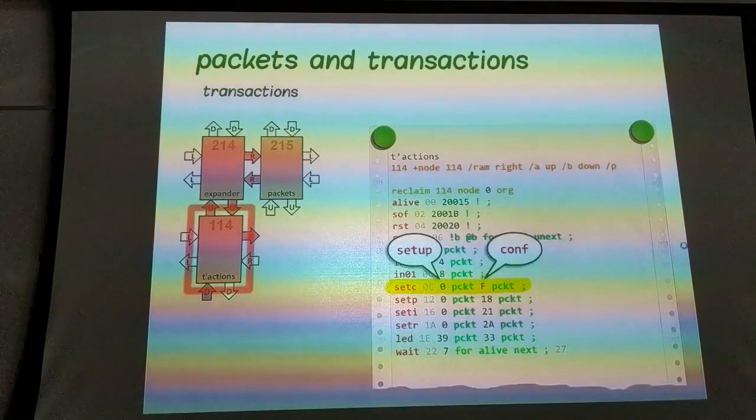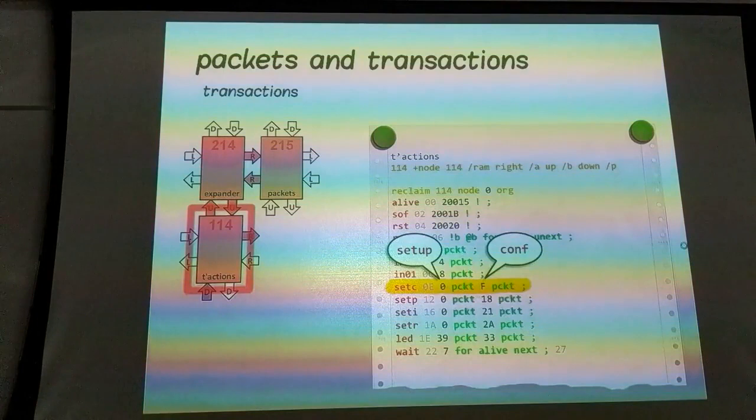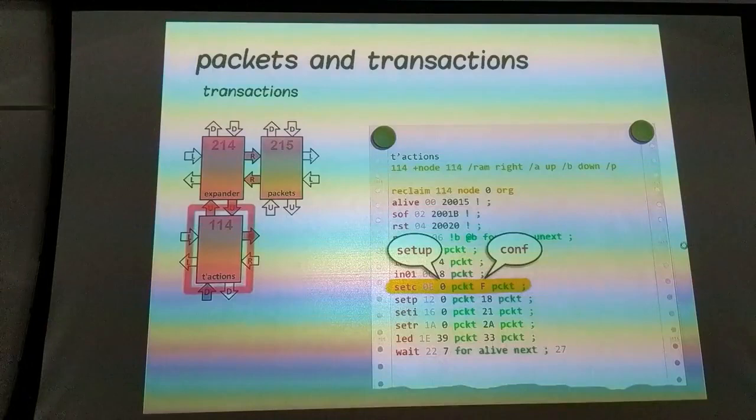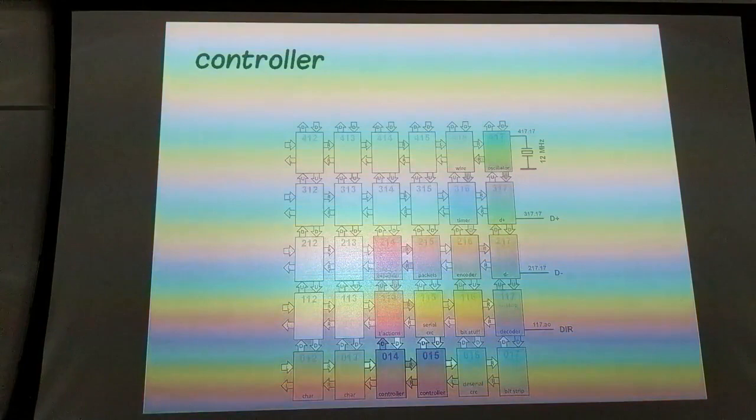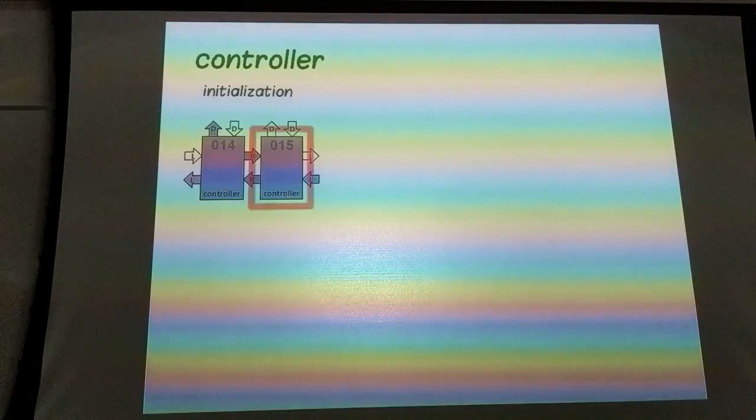Node 114 combines different packets into transactions. For instance, the set configuration transaction we've just seen is defined as two packets named setup and conf that are compiled in Node 214 at those addresses. Thus, calling word set configuration in this node carries out all actions related to this transaction. We defined here also several simple actions such as reset command for encoder node 216.